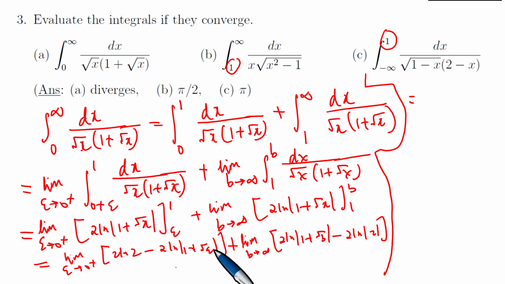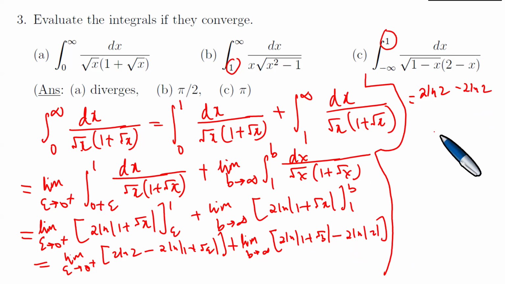Okay, so now you take the limit here. As epsilon approaches 0 from the right, this one is going to be the square root of 0, which is 0, plus 1. So this is going to be the ln of 1, which is 0. And then you're only going to be left with 2 ln 2. Here you have the infinity. So this one is going to be minus 2 ln 2.